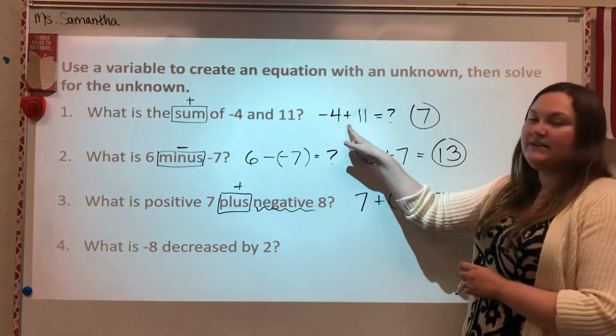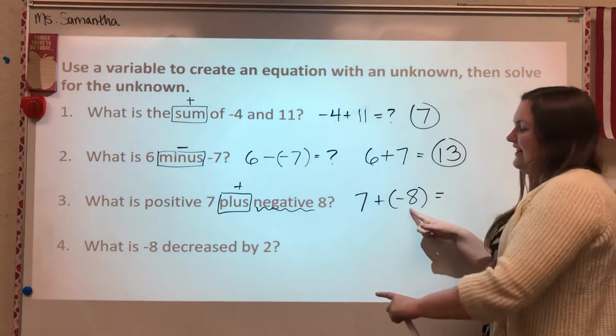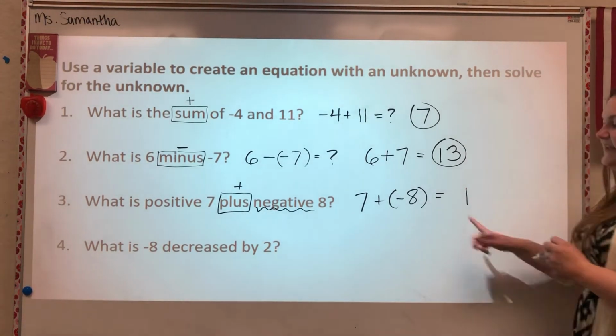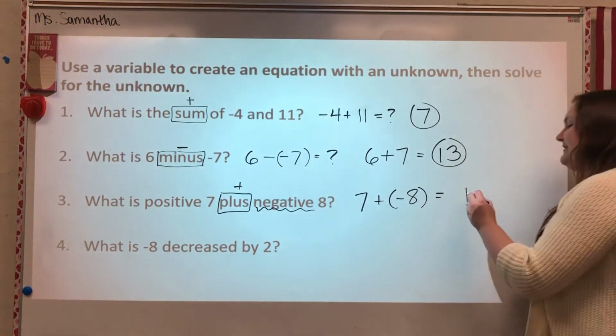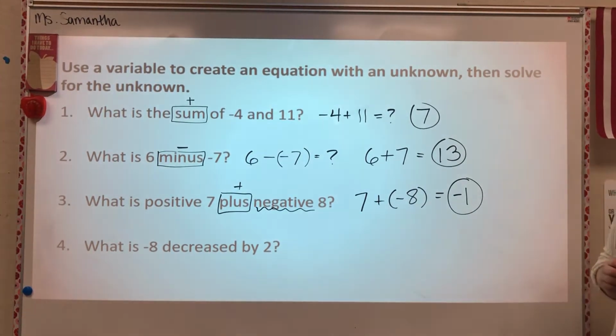Well, similarly to up here, we've got two numbers with different signs. We've got a positive and a negative. Different signs, we want to subtract, and then keep the sign of the larger number. So I'm going to keep it negative. And that right there is our final answer.